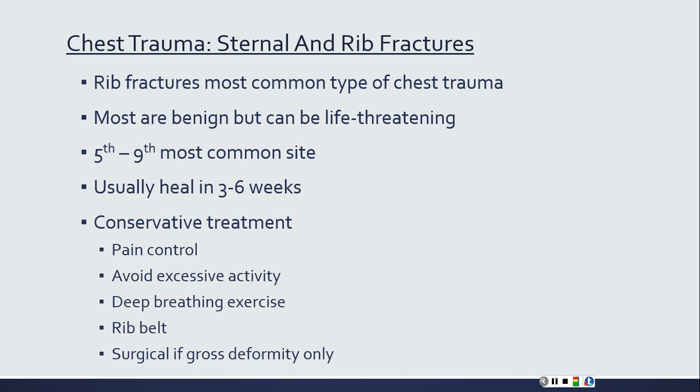All right, the 5th through the 9th is the most common site of the ribs. The 5th through 9th rib, or intercostal space, are going to be the most common locations for these injuries. They usually heal in 3 to 6 weeks, and conservative treatment with pain control, avoidance of excessive activity, deep breathing exercises, rib belts may be used, and surgery may be used if there's a gross deformity. Again, it just depends on the location and the severity of the fracture.